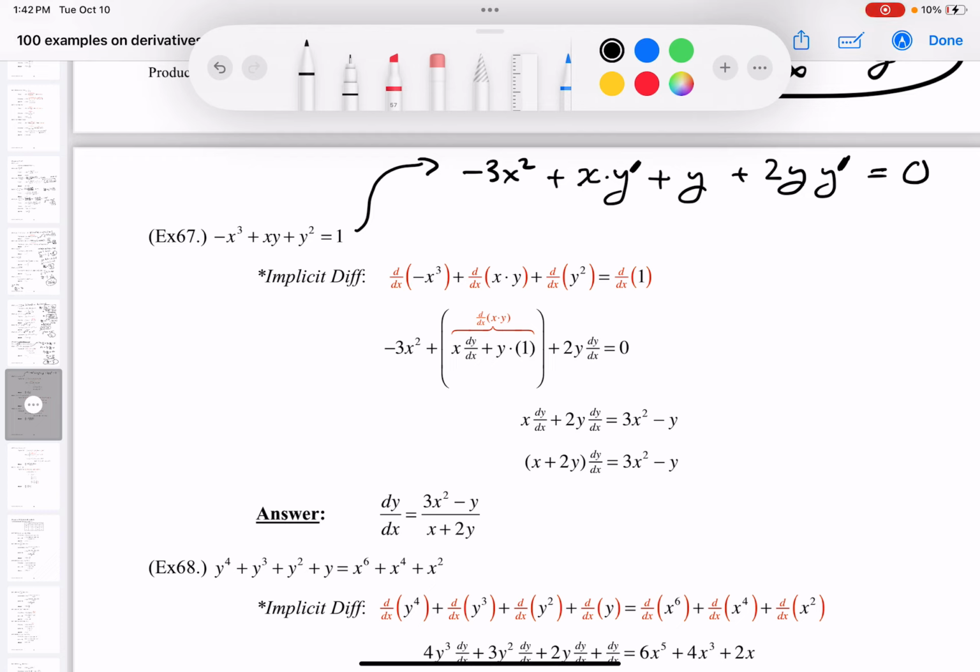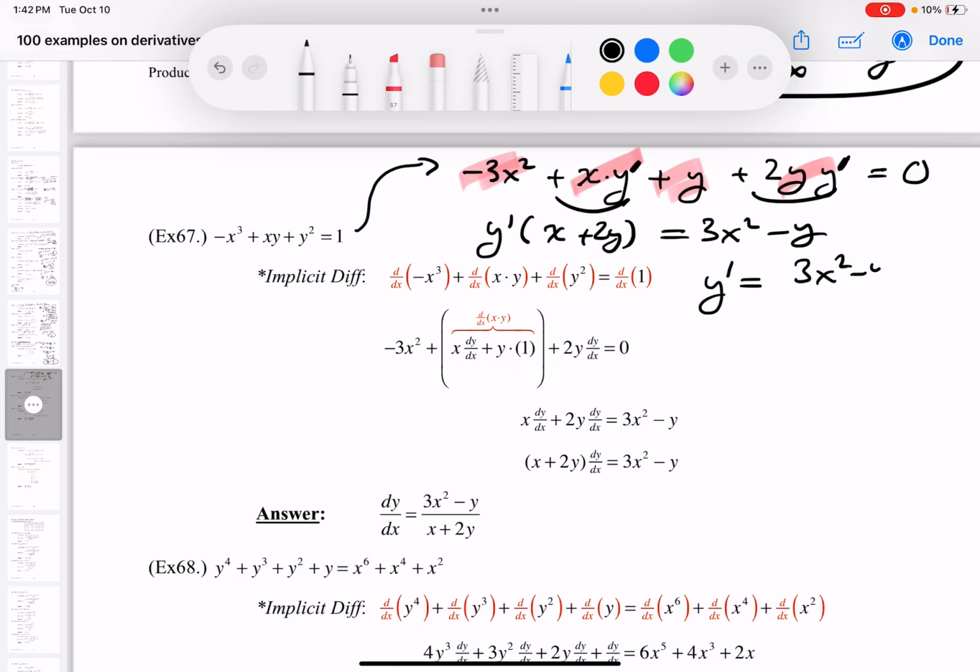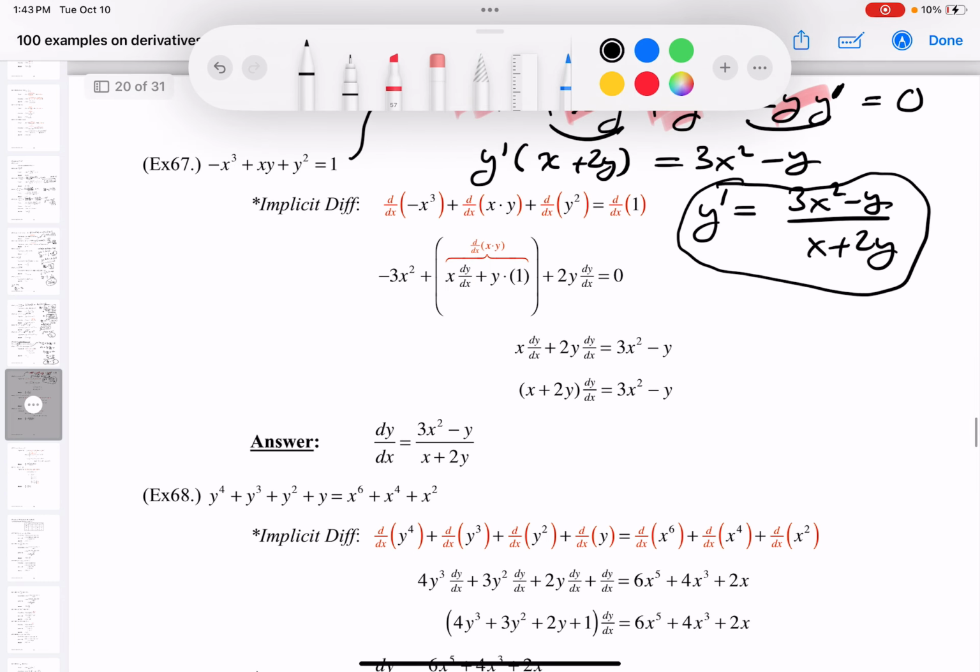So I'm going to concentrate on the y prime terms, these things over here, and take these guys and bring them to the other side. Let's do that one step at a time. So y prime times x plus 2y, I just took care of these two, equals 3x squared minus y. What I'm going to do is solve for y prime. What is it? 3x squared minus y over x plus 2y. y prime is dy/dx, by the way. All right? These are a little more complicated. I would recommend at least looking at the key to make sure you're matching what they said it should be.